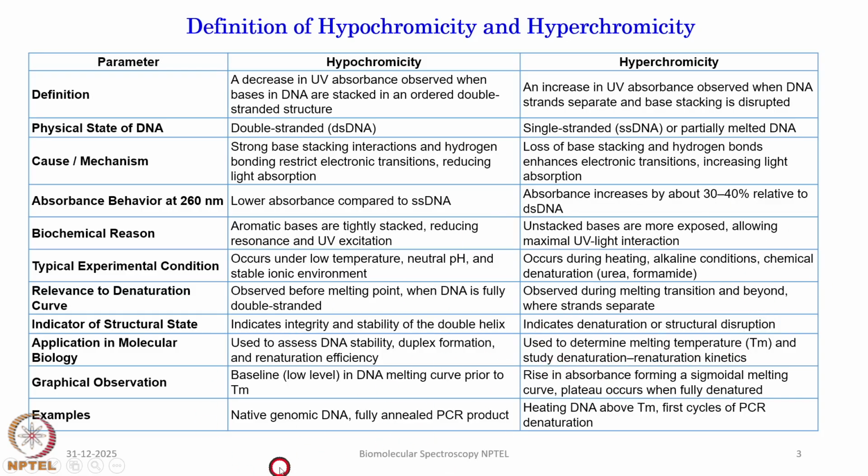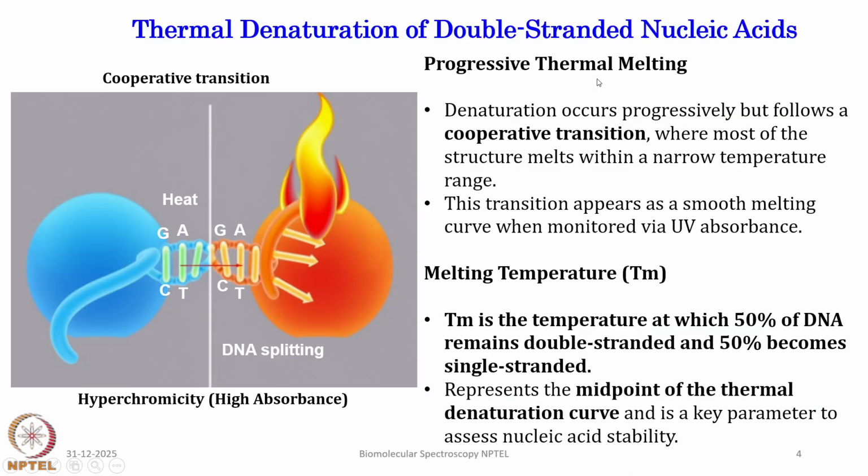And now, this is an example like a native genomic DNA or a fully annealed polymerase chain reaction (PCR) product, and here if you heat the same DNA, the Tm will go up. The first cycle of PCR denaturation, you can see the hyperchromicity. So, let us expand upon it.